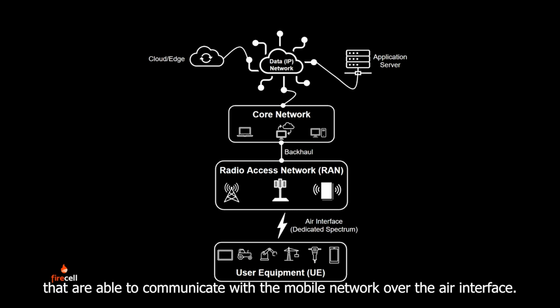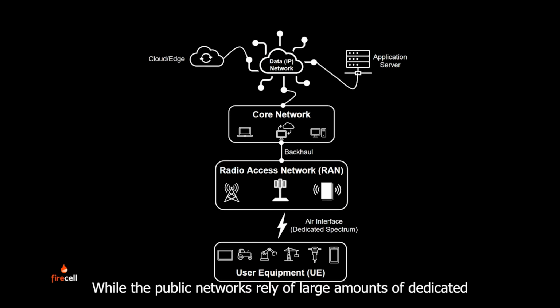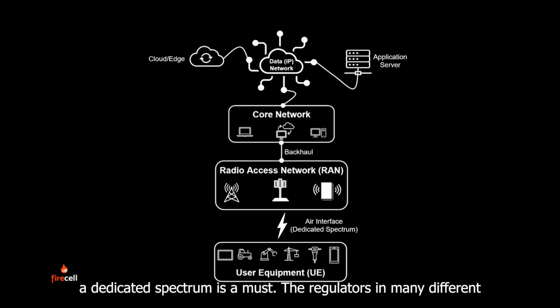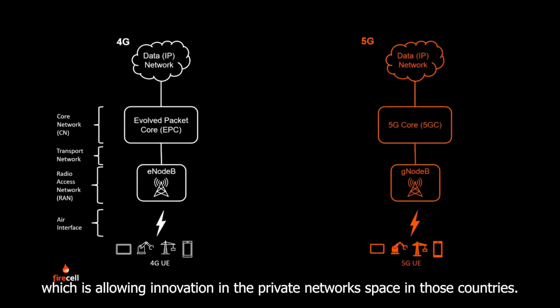Finally, we have the devices, gadgets, and machinery that are collectively referred to as user equipment, or UE, that are able to communicate with the mobile network over the air interface. While the public networks rely on a large amount of dedicated spectrum, for private networks to be able to function at their best, a dedicated spectrum is a must. The regulators in many different countries have allocated chunks of spectrum for private networks, which is allowing innovation in the private network space in those countries.